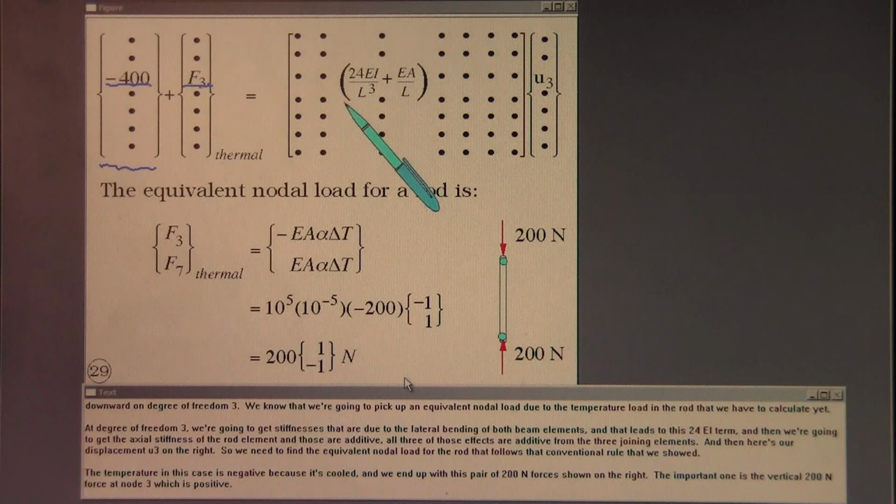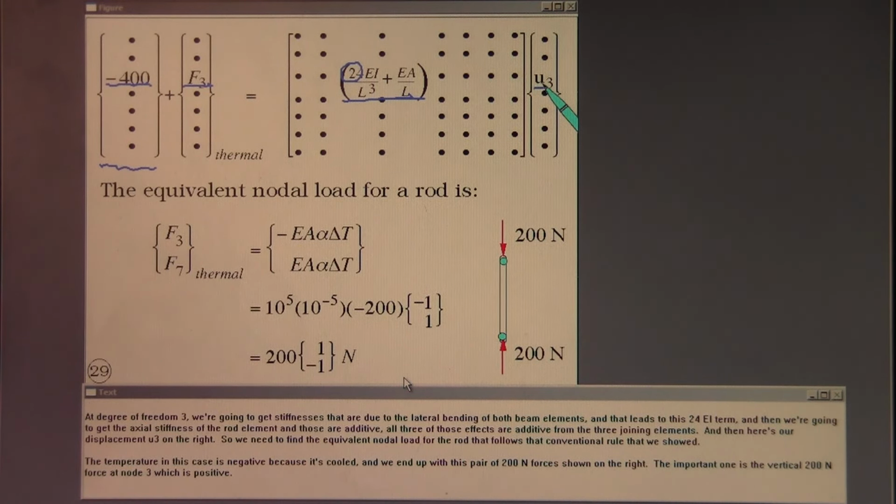At degree of freedom 3, we're going to get stiffnesses that are due to the lateral bending of both beam elements, and that leads to this 24 EI term. And then we're going to get the axial stiffness of the rod element, and those are additive. All 3 of those effects are additive from the 3 joining elements. And then here's our displacement U3 on the right.